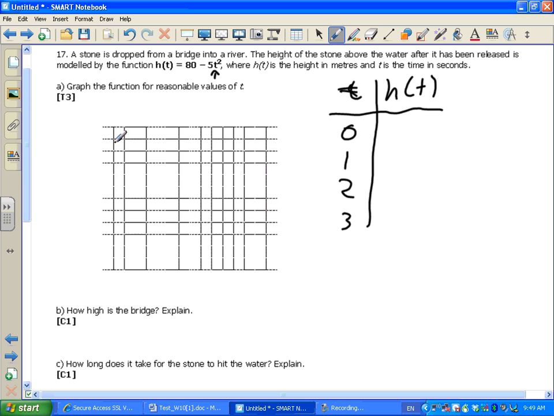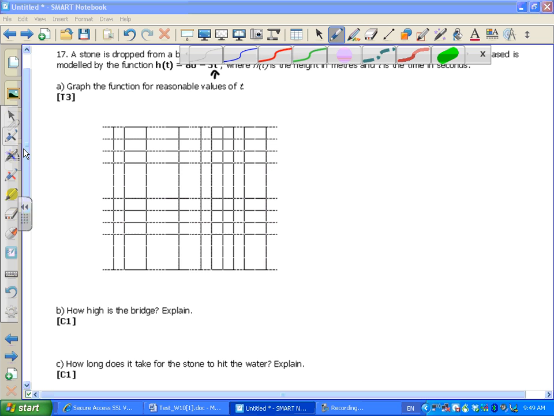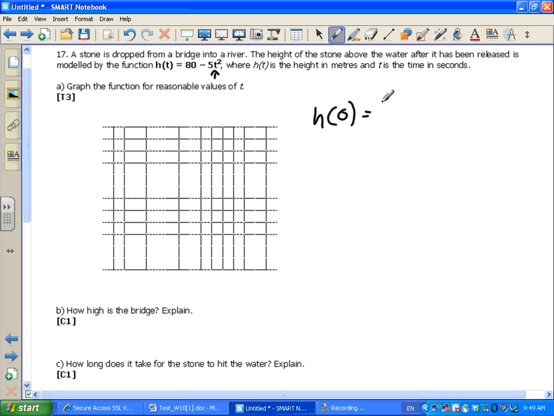Since this person is dropping it from a bridge, we know that there is no time before 0. Time has to start at 0. So I'm going to plug in 0 for the very first one. So h(0), this is when they're standing holding the rock on the bridge, is 80 - 5(0)^2. 0 squared is 0, times 5 is 0. The height of the bridge is 80.